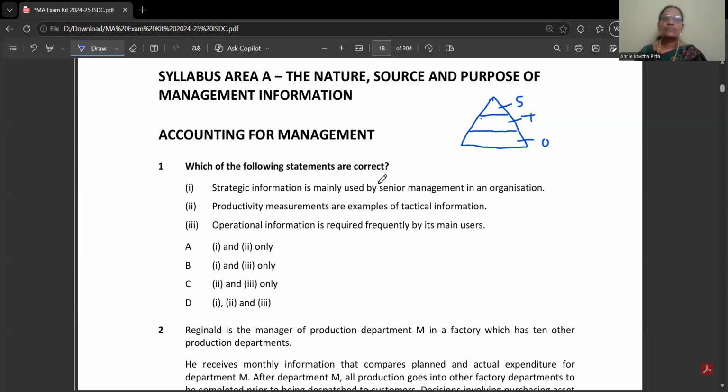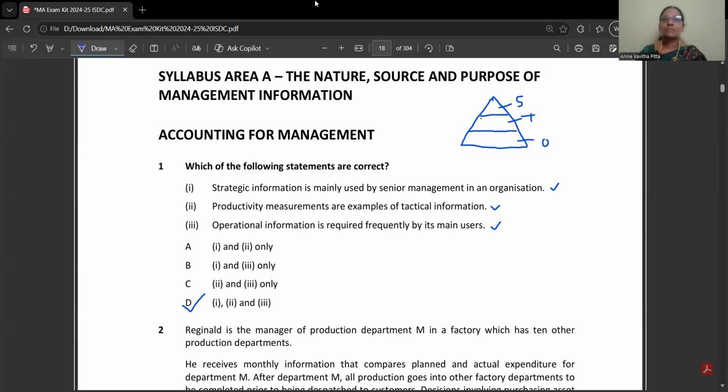Now these three statements. First, strategic information is mainly used by senior management in an organization. This seems to be correct. Predictive measures are examples of tactical information: how they would utilize the resources, work assignment to people in the organization. So this also seems to be correct. And operational information is required frequently by its main users. The plans prepared by the other levels are implemented by the people at the operational level, and their planning involves day-to-day planning. So this also seems to be correct. Overall, all three statements are correct.